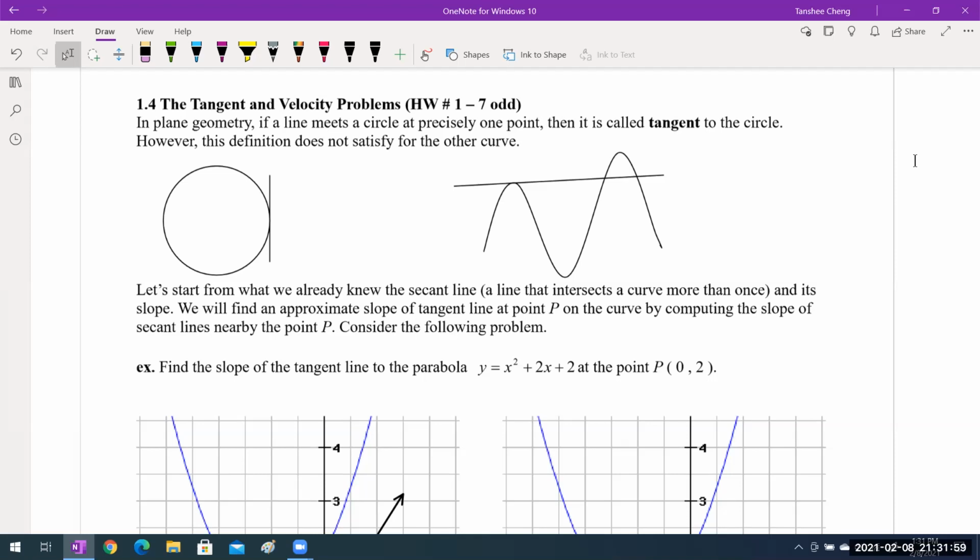In geometry, we learned that the tangent is basically with a circle. The tangent is a line that passes through any point on the circle only once. However, that definition does not work on other curves. For example, if you have a polynomial curve, something like a wave, and you draw a tangent line to a point, then that tangent line passes through another part of it.